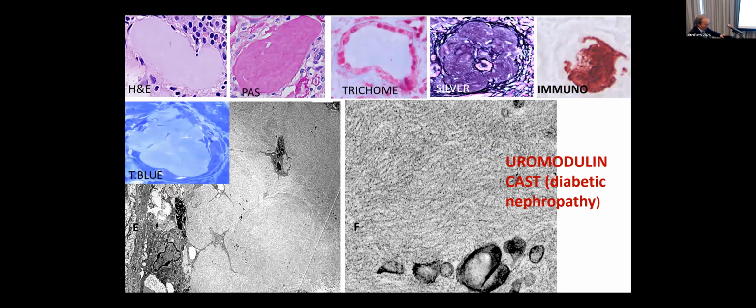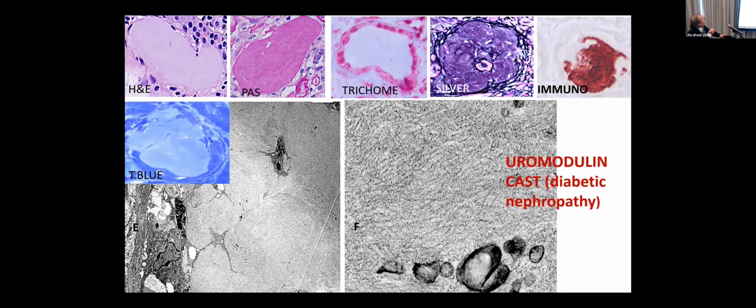So here are the examples of the uromodulin cast. Basically, it looked like this. It's basically composed of the material secreted by the distal portion of the nephron, and usually it is secreted in the urine. However, if we have acute tubular injury of the nephron, then these molecules accumulate in the lumens of the tubule and create casts like that.